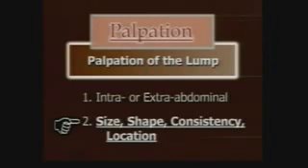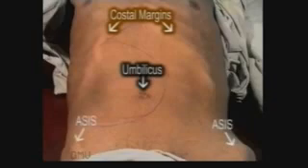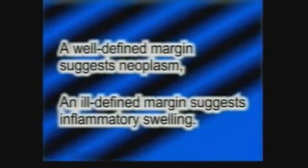First, identify the borders of the lump. Measure its size in centimeters using a measuring tape. Then note its location in relation to the quadrant involved and in relation to the costal margin, umbilicus, anterior superior iliac spine or symphysis pubis. Then note its shape, surface and margin. A well-defined margin suggests neoplasm, while an ill-defined margin is a feature of an inflammatory swelling.